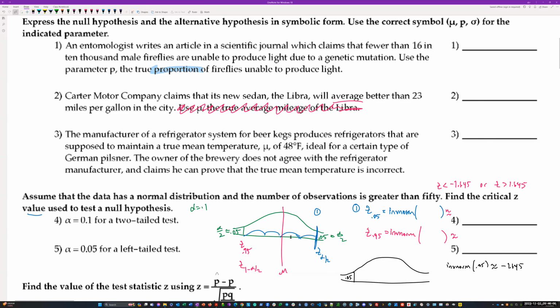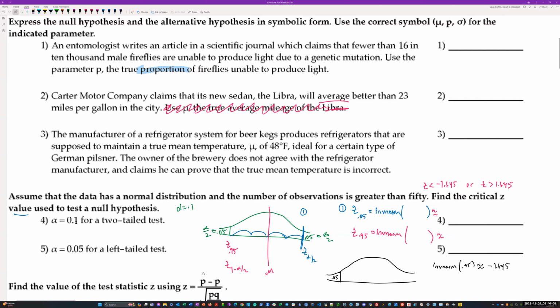So in this case, if alpha is 0.1 for a two-sided test, that means the total sum on these two sides is going to have to be 0.1. Therefore, it's 0.05 here and 0.05 there. Is that correct? So if we want to determine what Z alpha over 2 is, alpha over 2 would be 0.05. How would you determine what Z of 0.05 would be? What would you type into inv norm?